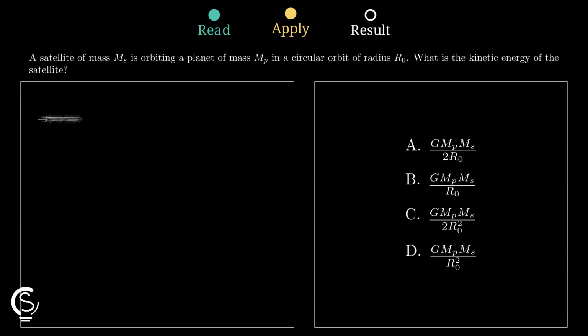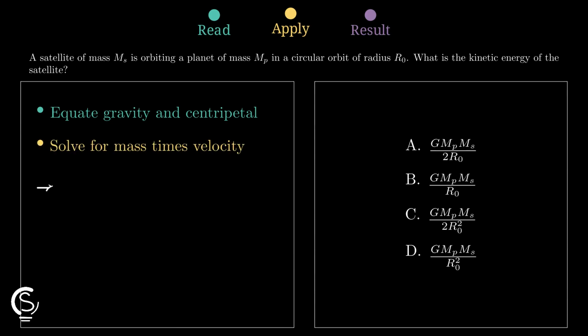Next, we simplify the equation by canceling one radius term from both sides. This leaves us with the satellite mass times velocity squared equaling G times both masses divided by radius. Finally, we multiply both sides by 1/2 to match the kinetic energy formula. This gives us the final result found in option A.